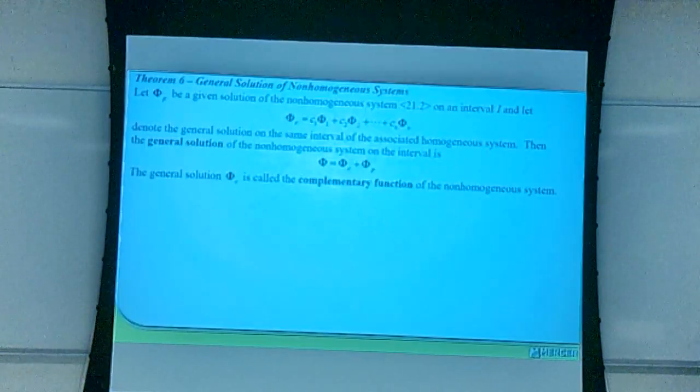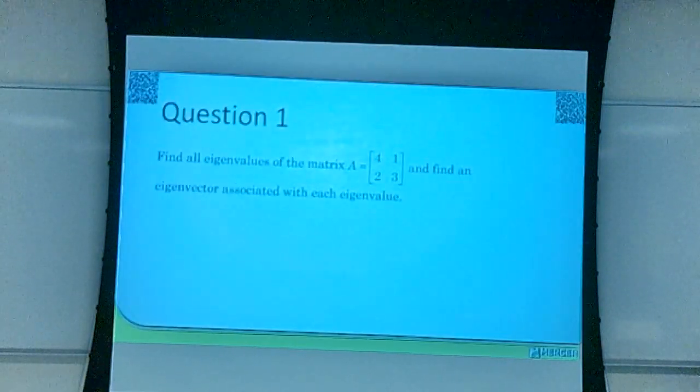Then for the non-homogeneous systems, you have your complementary function, or complementary vector, let's call it, which you find from the homogeneous part. Then you have to find a particular solution, and your general solution is the sum of those two. We won't worry about finding the solutions until next time. The rest of this will just be practicing finding eigenvalues and eigenvectors, which again, we shouldn't have to do because it should be a prereq for this course. But here we are.